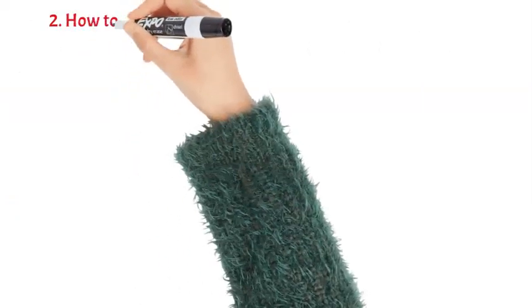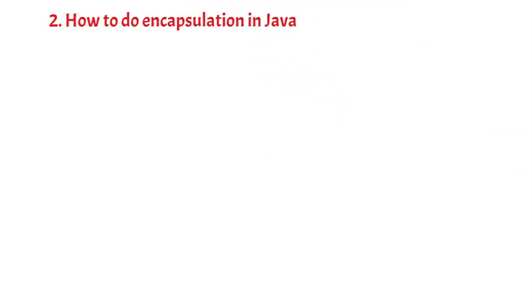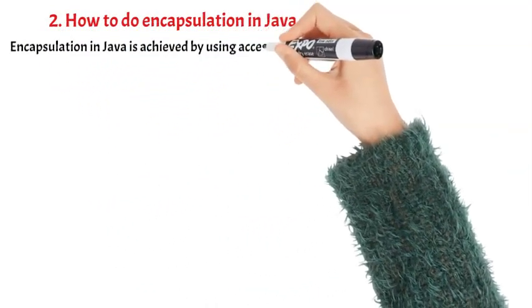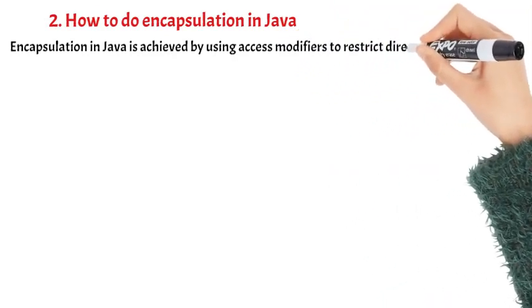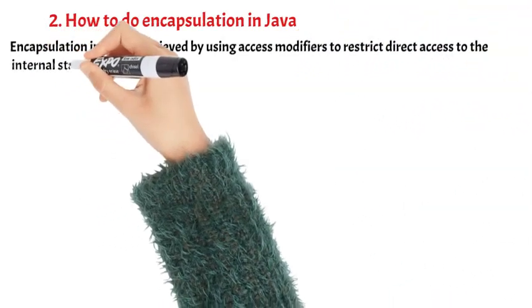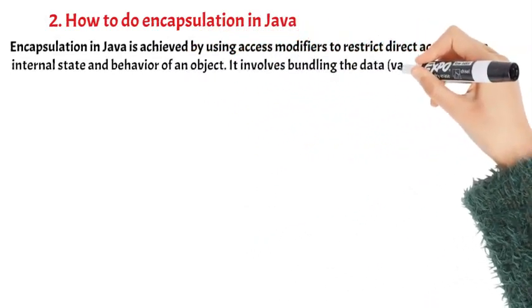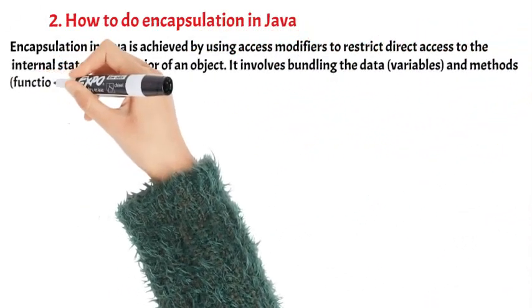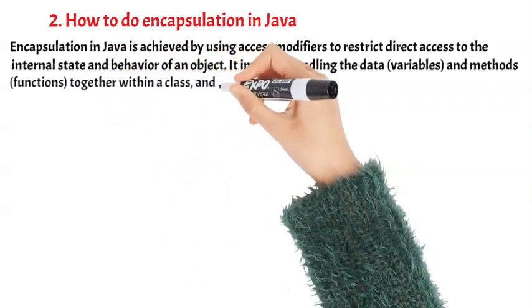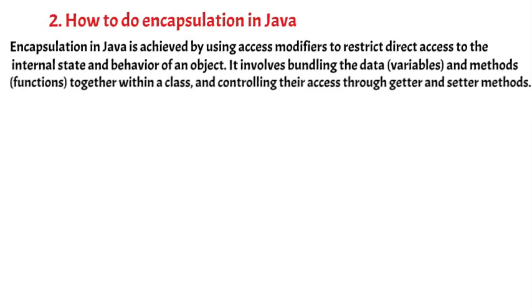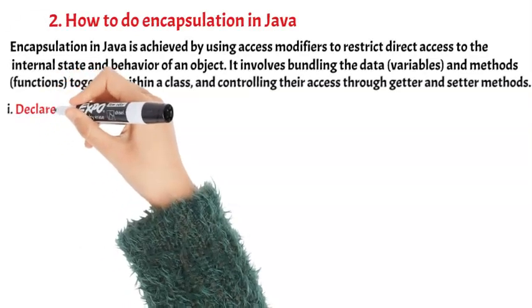2. How to do encapsulation in Java. Encapsulation in Java is achieved by using access modifiers to restrict direct access to the internal state and behavior of an object. It involves bundling the data variables and methods functions together within a class and controlling their access through getter and setter methods.